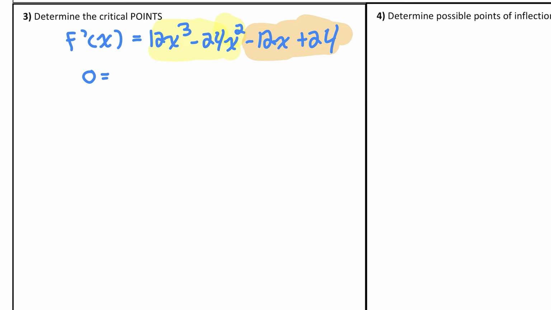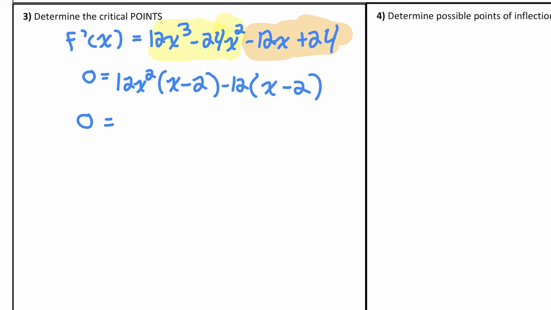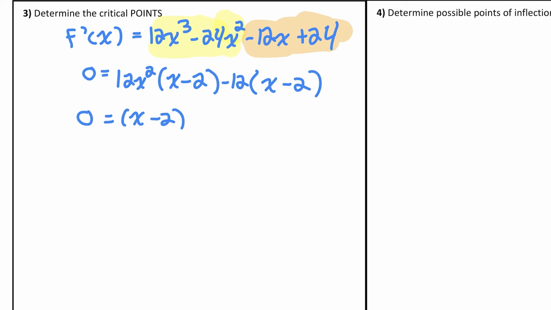From the first group, I'll take out a 12x squared, and that leaves me with x minus 2. And from the second group, I'll take out a -12, and that leaves me with x minus 2. I have the common binomial of x minus 2. When I remove that as a common factor, I'm left with 12x squared minus 12.